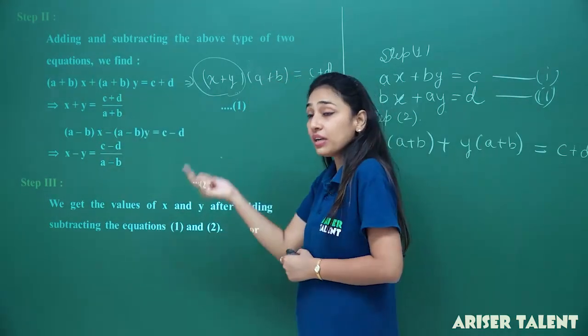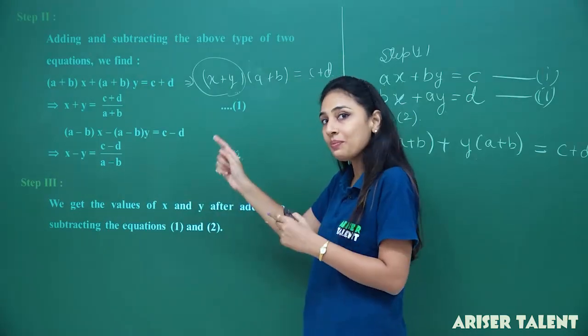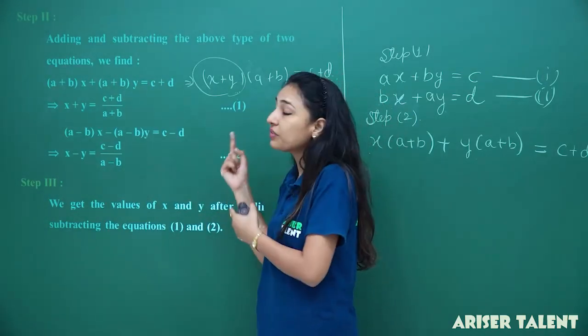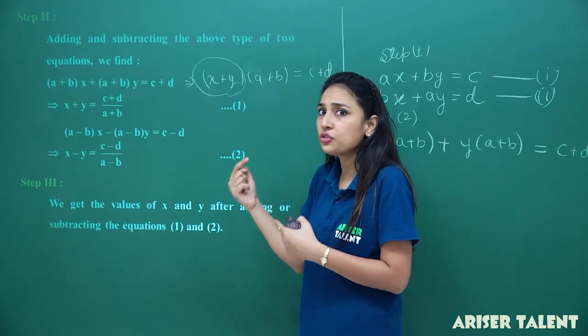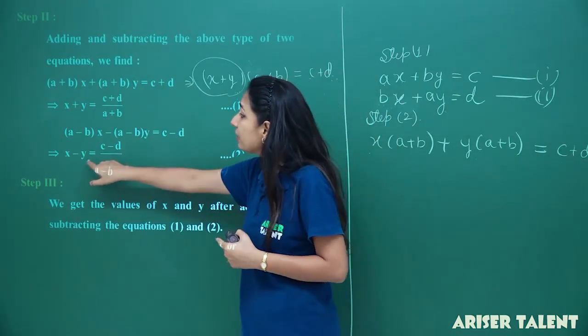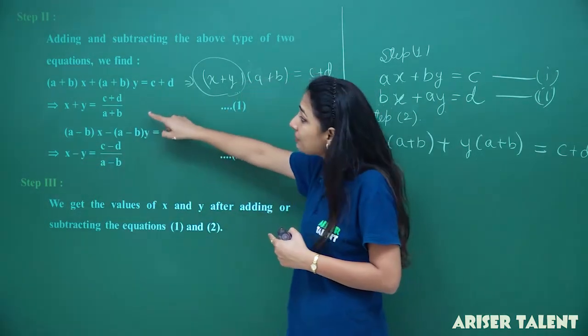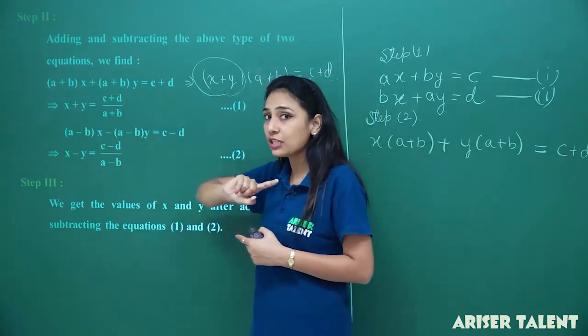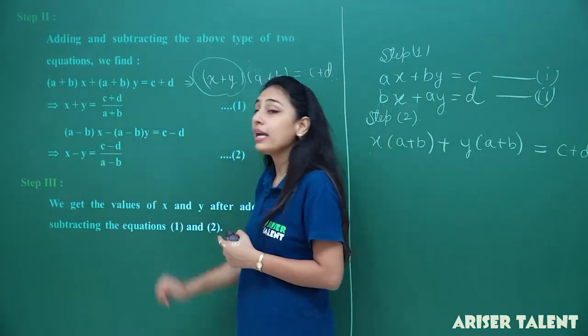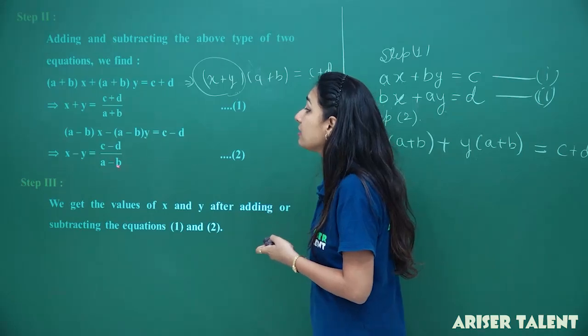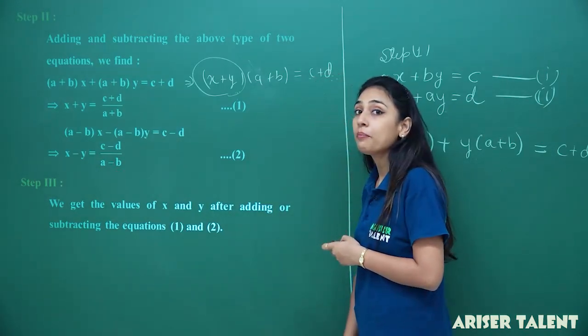Now, if I am going to subtract in the same manner, I am going to subtract equation 1 from equation 2 or equation 2 from equation 1. Then I will be finding the value of x minus y. In the same manner as I found x plus y, I will be finding the value of x minus y, and that will be c minus d upon a minus b.